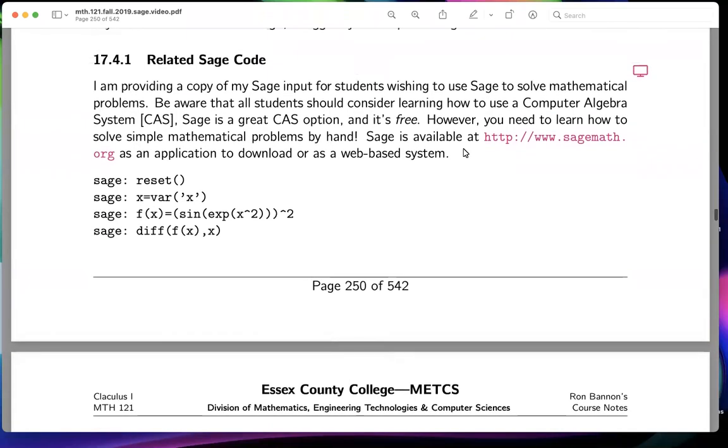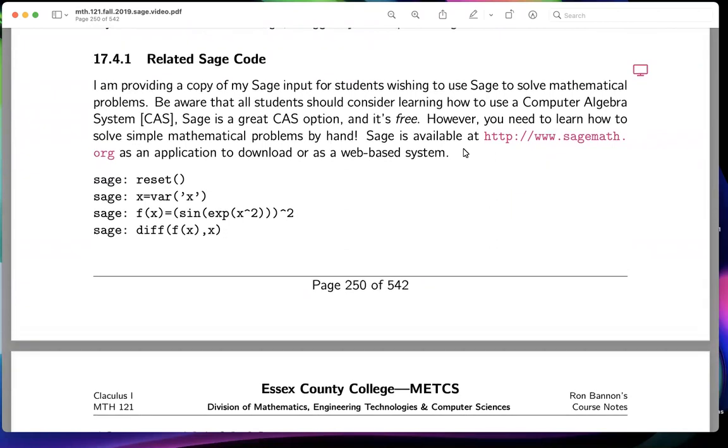Okay, we're in section 17 of the notes, and we're talking about this optional material. And again, it's nice to have options, but this is optional. We're not going to test you on it. It's about the computer algebra system called SAGE. And bottom line, it's going to be a very short session on SAGE, okay?